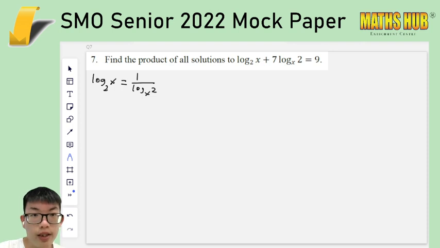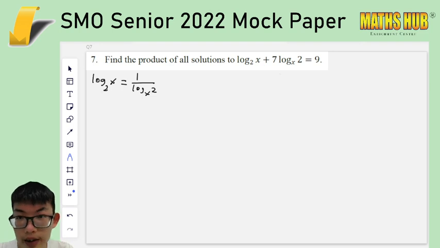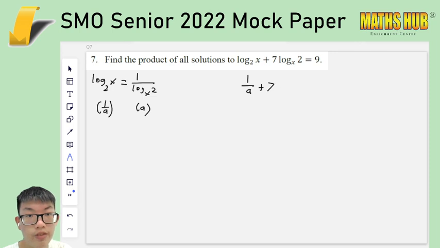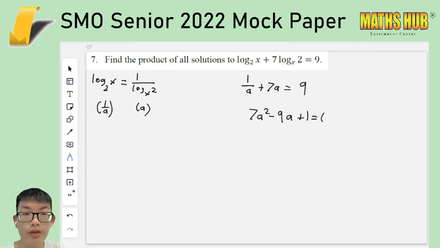Now, that means if we wanted to solve this, this is kind of a quadratic equation. Right? I can let this be a, and I can let this then be 1 over a. So log base x of 2 is a, log base 2 of x is 1 over a, and now we can write the equation as 1 over a plus 7a equals to 9. Multiply both sides by a and shift things over to get 7a squared minus 9a plus 1 equals to 0. And what you hope to accomplish is to find the product of all possible values of x.